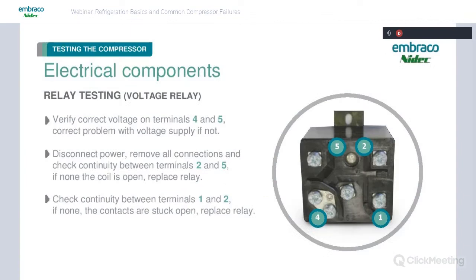The way we want to test these, you need correct voltage, and that would be on terminals 4 and 5. You need line voltage there. If not, you need to figure out why. Then we can disconnect power, remove all connections, and check continuity between terminals 2 and 5. If none, that means the coil is open and we're going to have to replace the relay. Then check continuity on terminals 1 and 2. If none, the contacts are stuck open, because this is a normally closed relay. So we're going to have to replace the relay at that point.